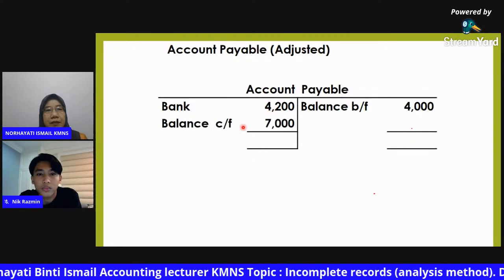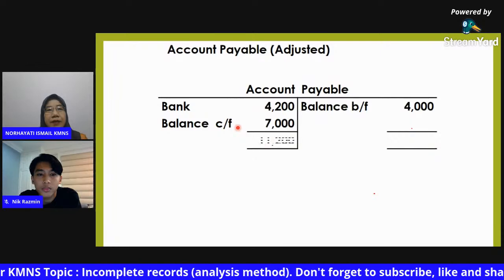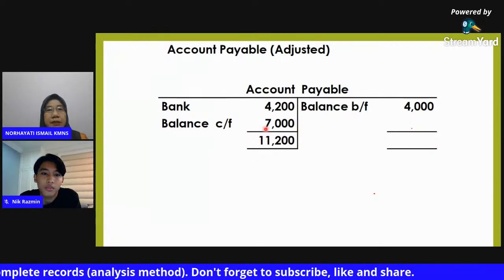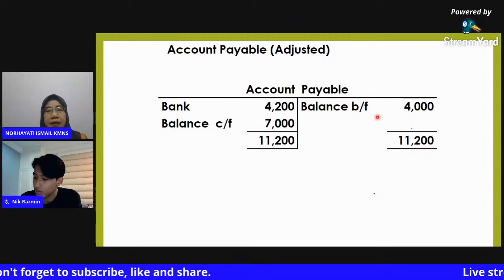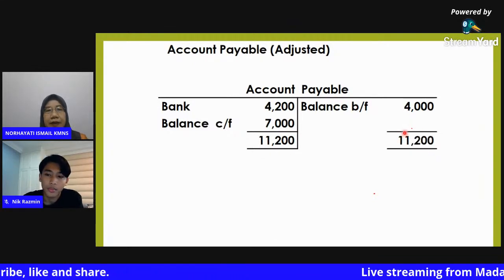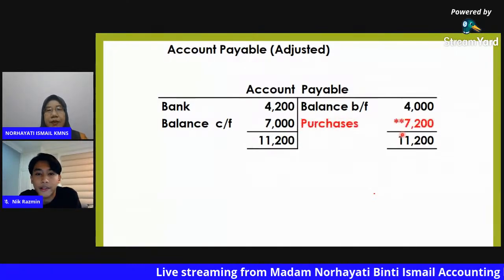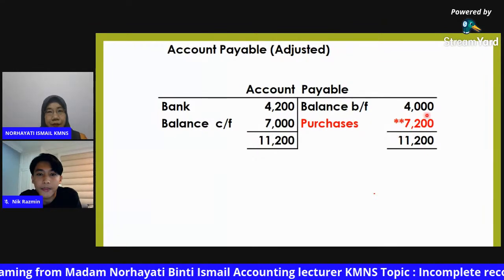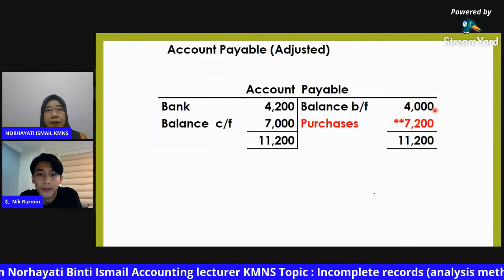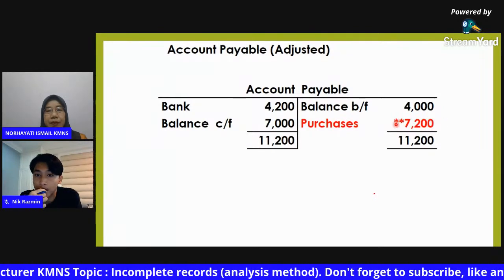The third one, balance carried forward, is given in the question, and you can find out the total in the debit side is bigger than in the credit side. So there is a missing figure. So what is the missing figure? Purchase on credit. Okay, you have to calculate this one. So under analysis method, you must find out purchase on credit.